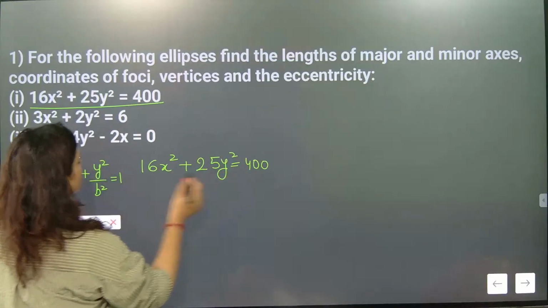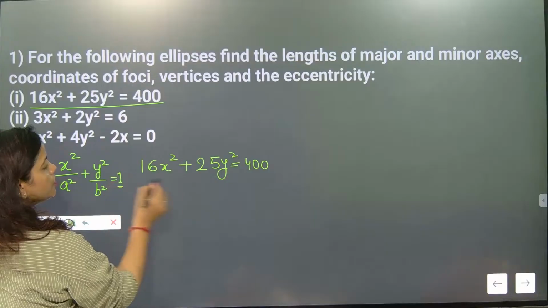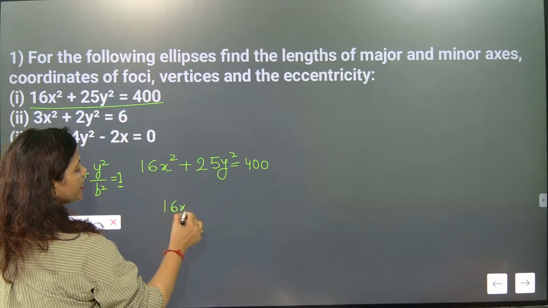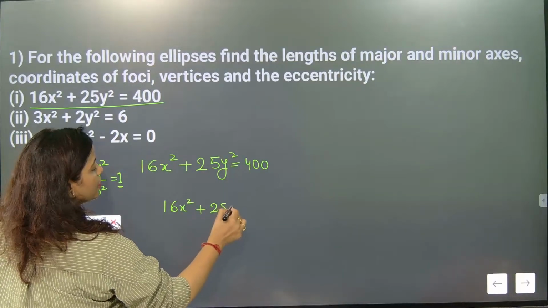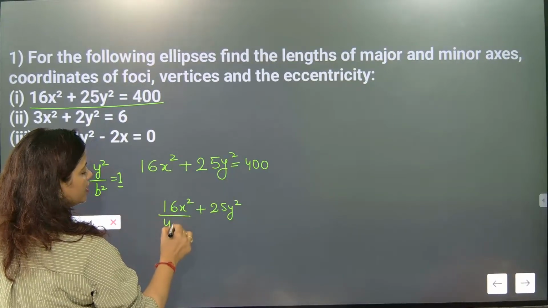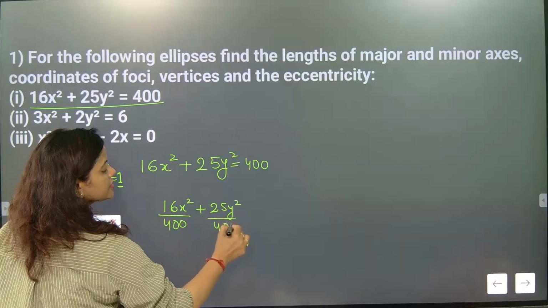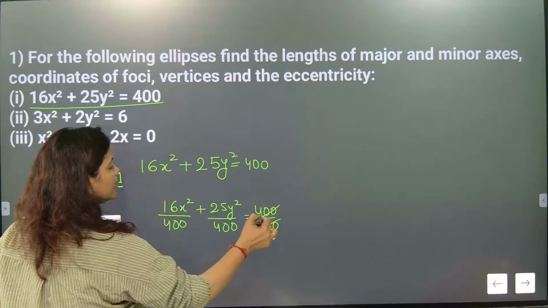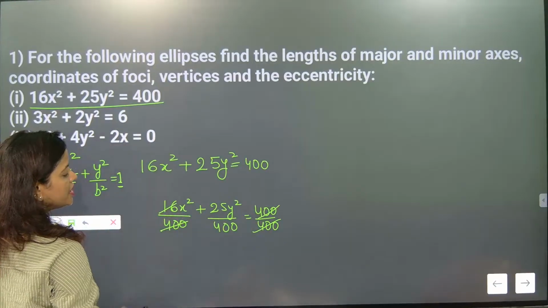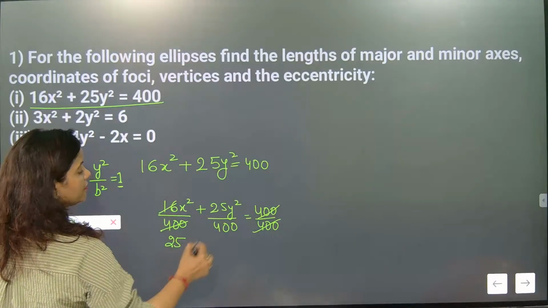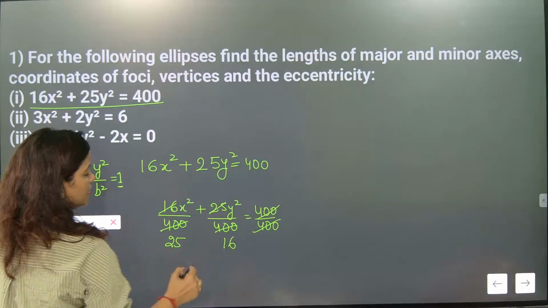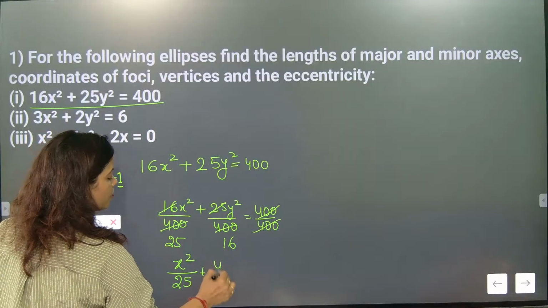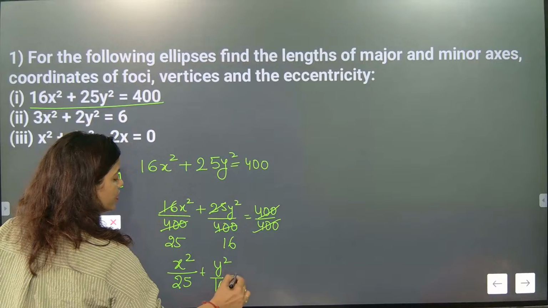So here the first work is that 1 should be on the right side. So what will we do? We will divide everywhere by 400. On both sides we divide by 400. So 400 by 400 is 1, and the 400 cancels. The 400 goes 25 times in the first term and 16 times in the second. So it becomes x square by 25 plus y square by 16 equal to 1.